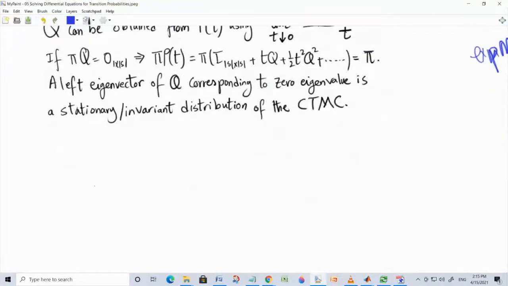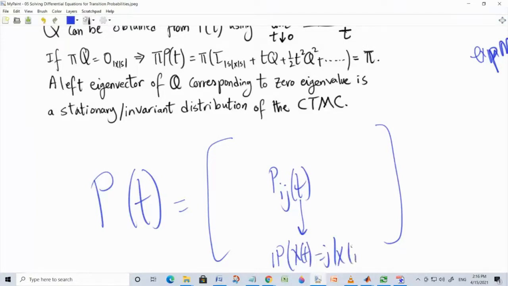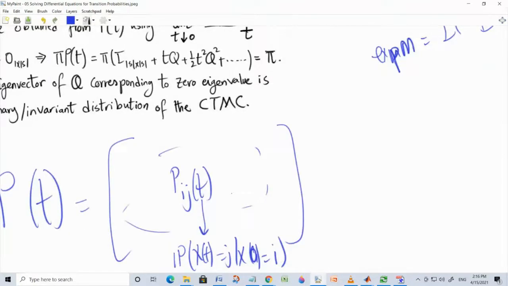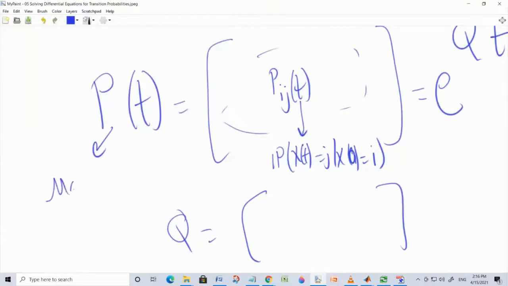So this is our master equation, P of t. Again, don't forget what this thing is. This is a matrix in which you have Pij of t, and what is this? It is the probability that X of t is equal to j, given that X of 0 is equal to i. So it is a matrix, and it can be an infinite dimensional matrix if you have a countably infinite number of states. And now we are saying that this is equal to this guy here. And what is the Q matrix? It's another matrix.